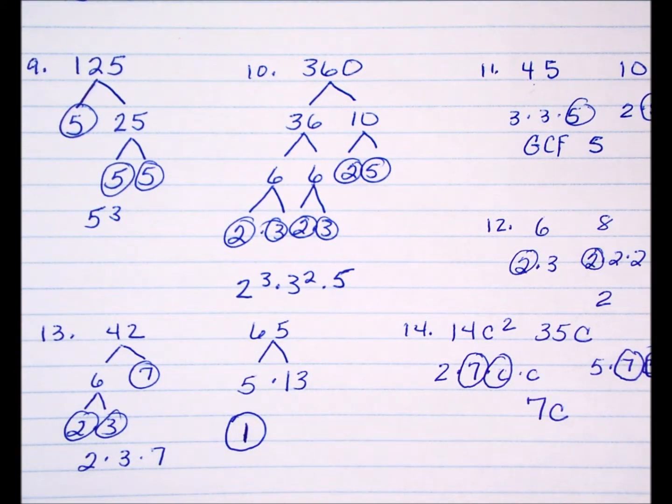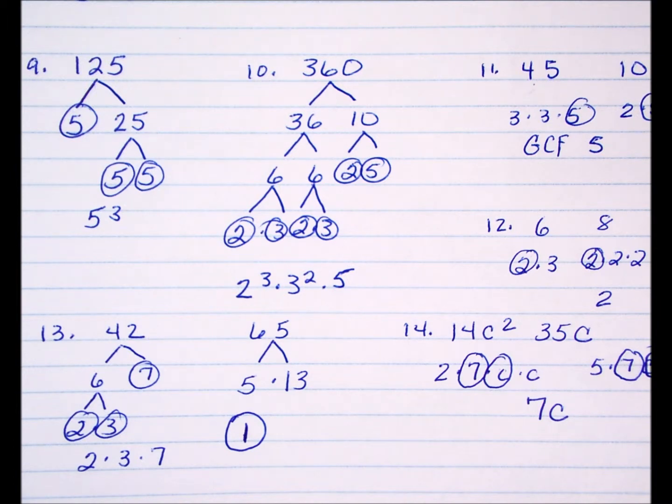Okay, 125. I knew that was divisible by 5, so I started with 5 times 25, and then 5 times 5, so 5 cubed. For 360, I started with 36 times 10 and had to keep working my factor tree till I got 2 cubed times 3 squared times 5.